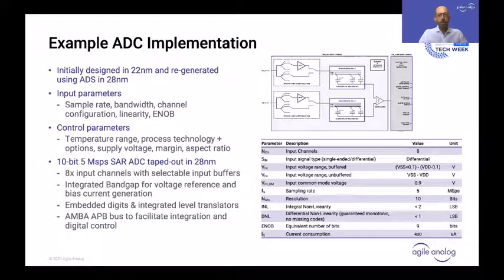We taped this out on 28 nanometers. This was targeted at an IoT application. It was a 10-bit 5 megasample per second version of the ADC. It included 8 input channels with selectable input buffers, integrated band gap for reference and bias current generation. It also includes an embedded digital block with integrated level translators. And to facilitate integration and control from the digital end of the SoC, we also have an APB bus. And here on the right, you can see the architecture together with the typical parameters that we had for this ADC.